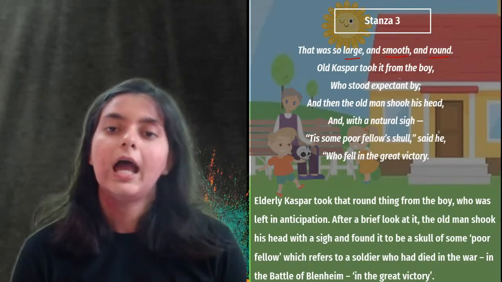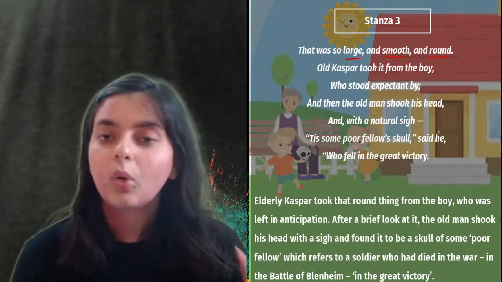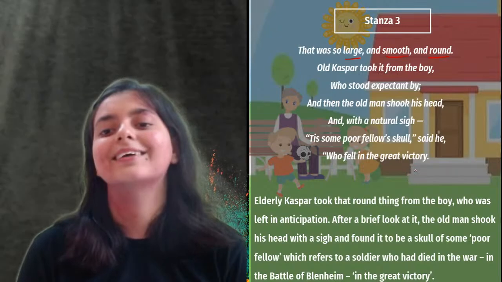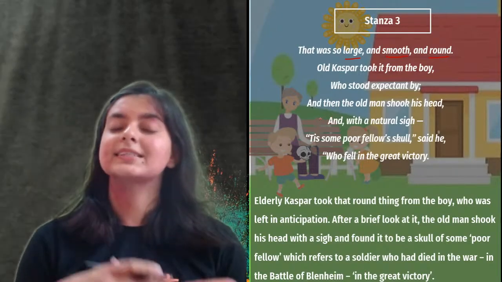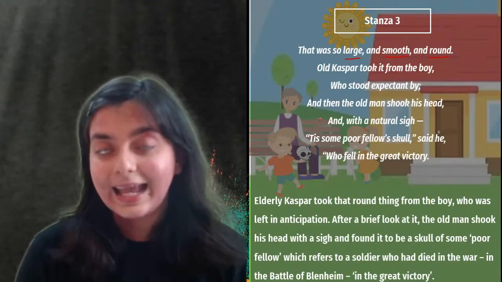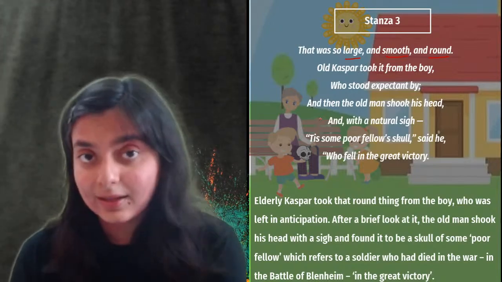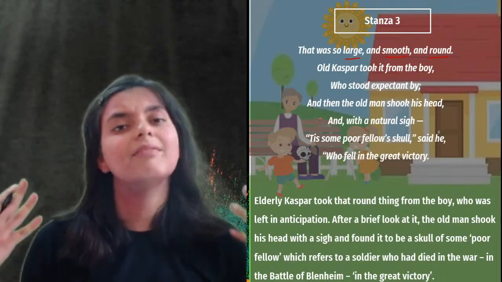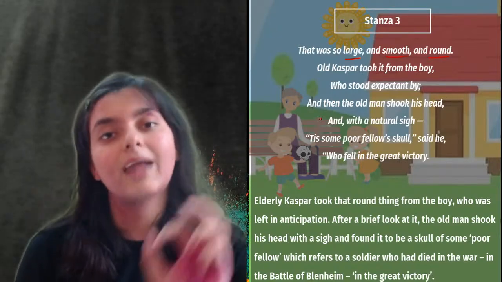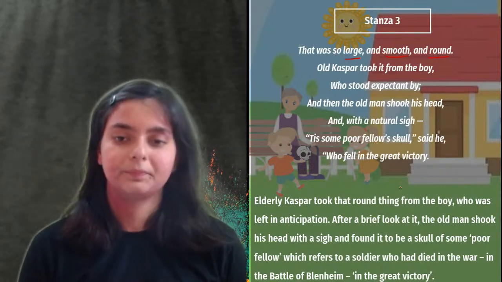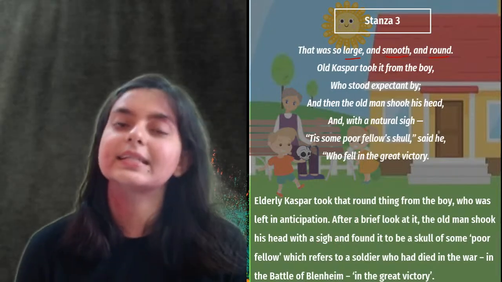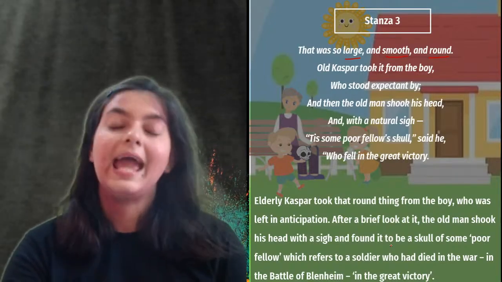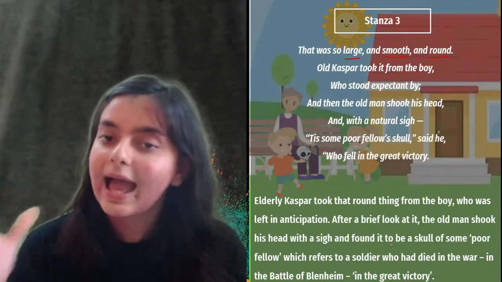Old Caspar took it from the boy who stood expectant by, and the old man shook his head with a natural sigh. It's some poor fellow's skull, said he, who fell in that great victory. So I told you that the way he describes the gruesome war where people are losing lives, the children are actually finding skulls in the play field. Now this gruesome description is conveyed in a very light-hearted and casual manner by the grandfather, which is actually very ironical. So the man shook his head with a sigh and said that this is a skull of some poor fellow. Of course, we have understood that this is referring to a soldier who had died in the war. In that great victory, now this great victory is again very ironical. I have already discussed this.